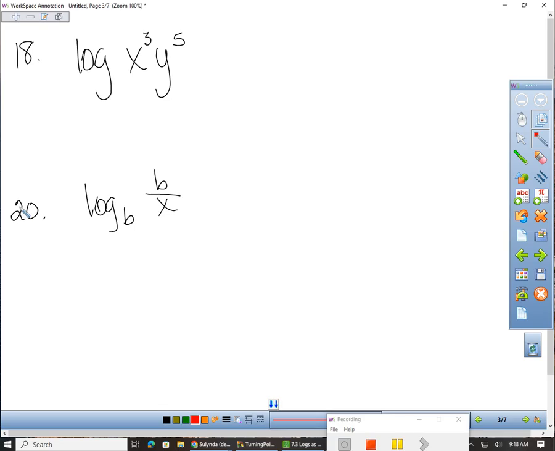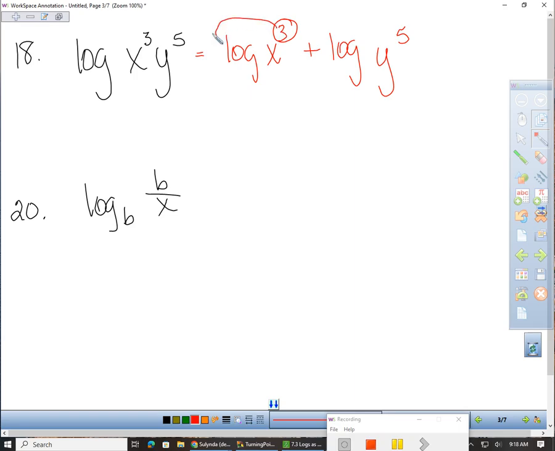Number 18, now we're going to expand them. So we're going the other direction. So again, because two letters are next to each other, that means we're multiplying. And in the log world, that means that we add. So we have log x to the 3rd plus log y to the 5th. Then we're going to take these exponents and they become the coefficient out front. So I get 3 log x plus 5 log y.